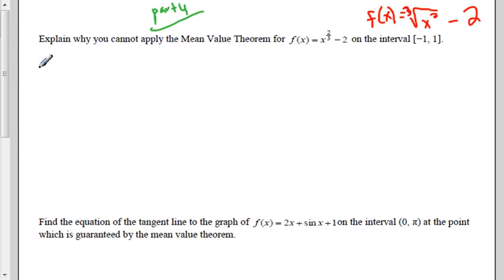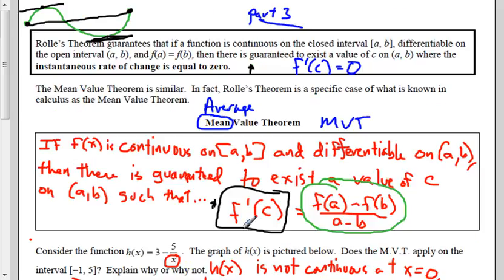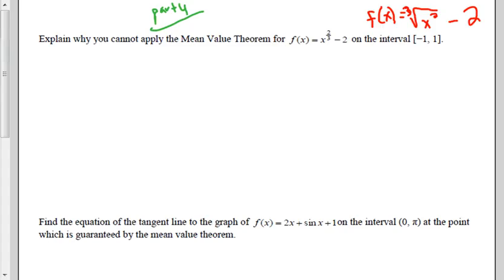Well, the mean value theorem tells us that the derivative, which is the slope of the tangent line at some point c, is going to be equal to the slope of the secant line. And we need to delete that line. Sorry about that. Okay, so let's go back and start with the derivative. The function has to be continuous, and it has to be differentiable.